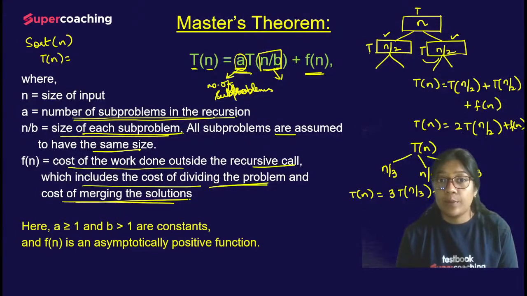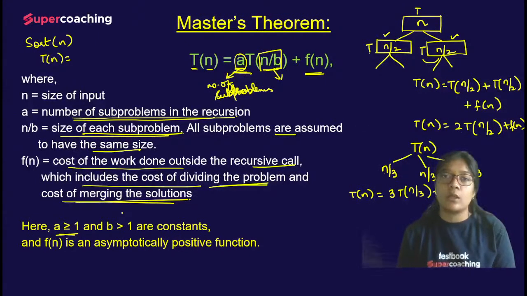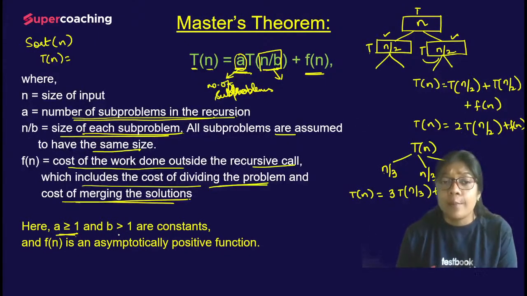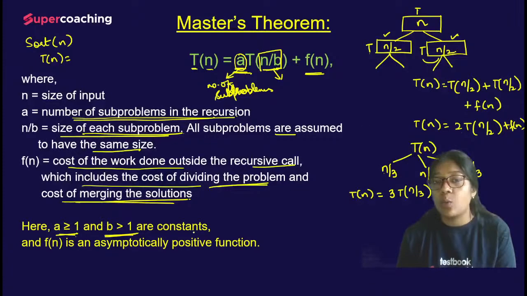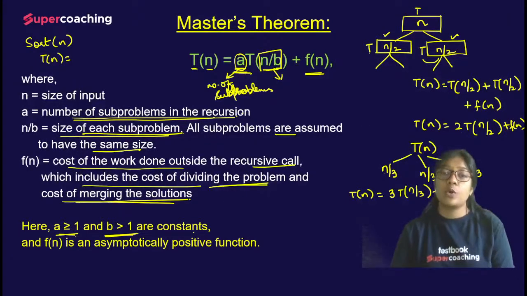This is applicable when A is greater than or equal to 1. A positive term is needed. There can be a single subproblem as well, for example in the case of binary search, but B should be strictly greater than 1. Why are we saying strictly greater than 1?